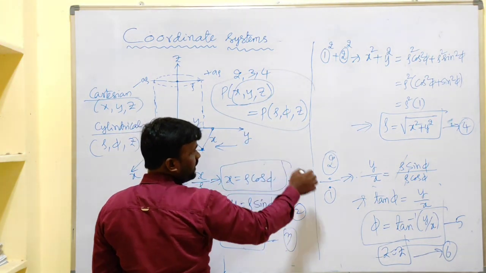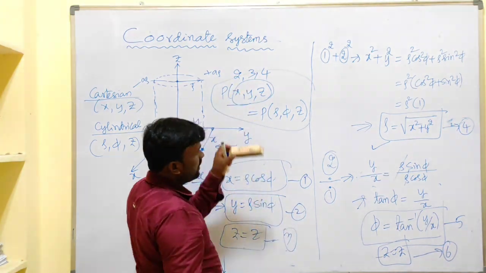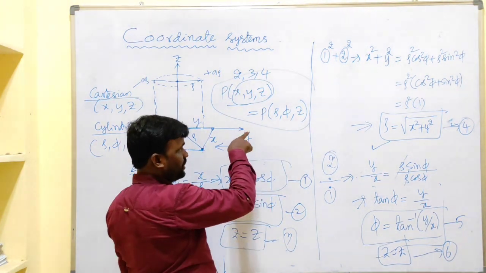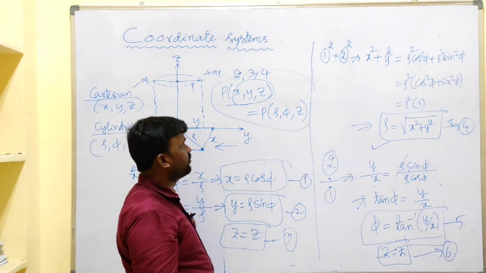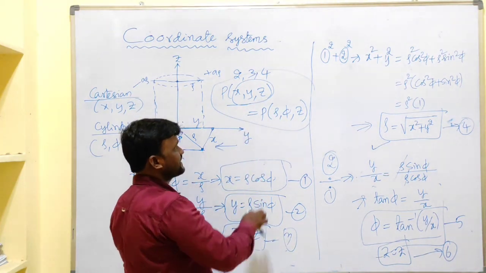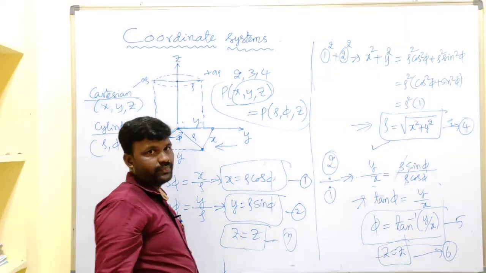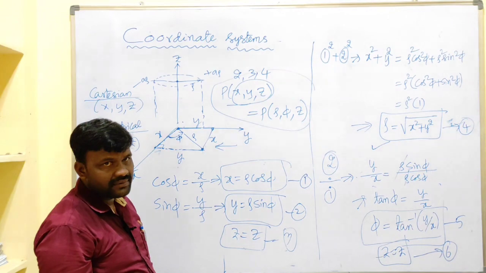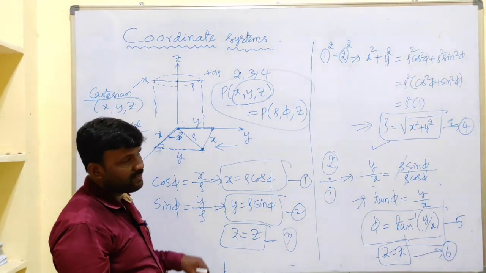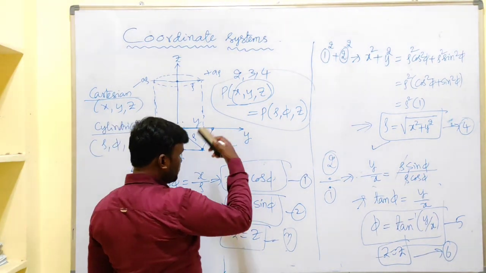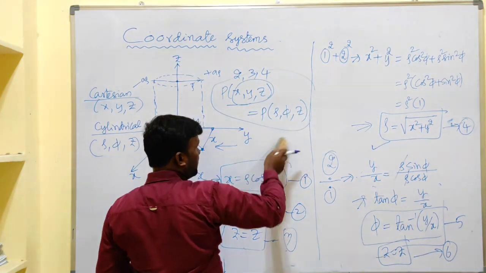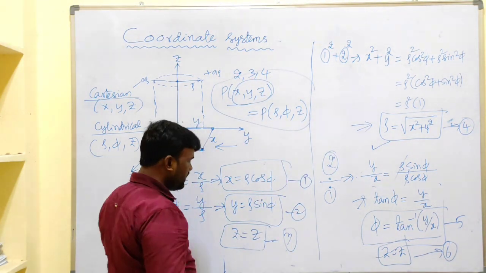Rho can be determined with this one. That is the square root of 2 squared plus 3 squared, which gives rho. And phi is nothing but tan inverse of y by x, that is 3 by 2. Depending upon the point, the rho and phi values may vary.